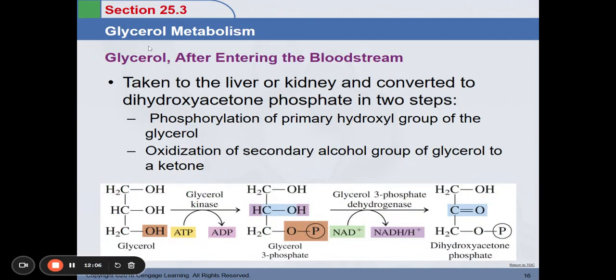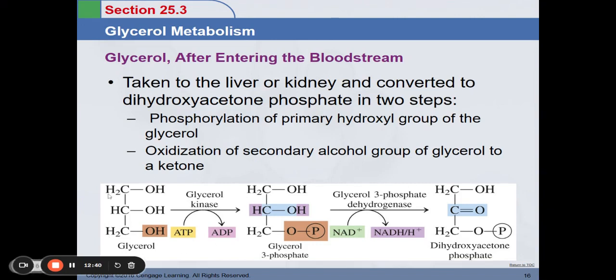Okay, so we'll move forward to glycerol metabolism. After entering the bloodstream, glycerol is taken to the liver or kidney and converted to dihydroxyacetone phosphate. If you remember, this is present in our glycolysis. And there are two ways: we have phosphorylation of the primary hydroxyl group of the glycerol, and we have the oxidation of the secondary alcohol group of glycerol to a ketone.